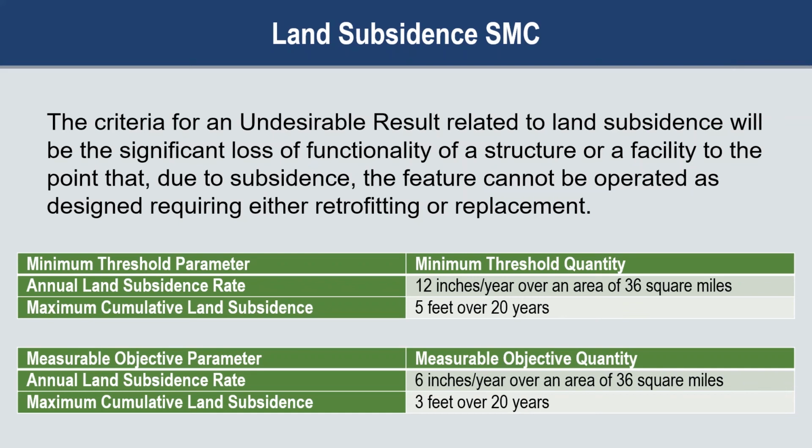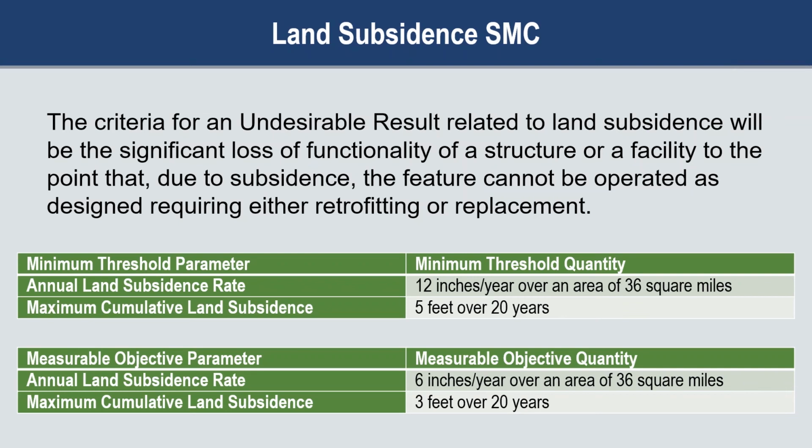So the top table shows the minimum threshold. We have an annual land subsidence rate as well as a maximum cumulative subsidence rate. So the minimum threshold is 12 inches per year over an area of 36 square miles, and cumulatively no more than 5 feet over 20 years. And for the measurable objective, we also have an annual subsidence rate and a maximum cumulative subsidence rate. So the measurable objective is 6 inches per year over an area of 36 square miles and no more than 3 feet over 20 years.